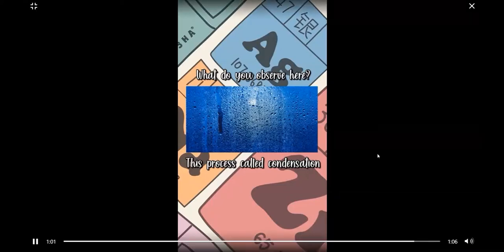As you observed here, there are so many droplets of water on the window, and this usually happens in the early morning at 6-7 a.m. This process is called condensation. It's gas to liquid.